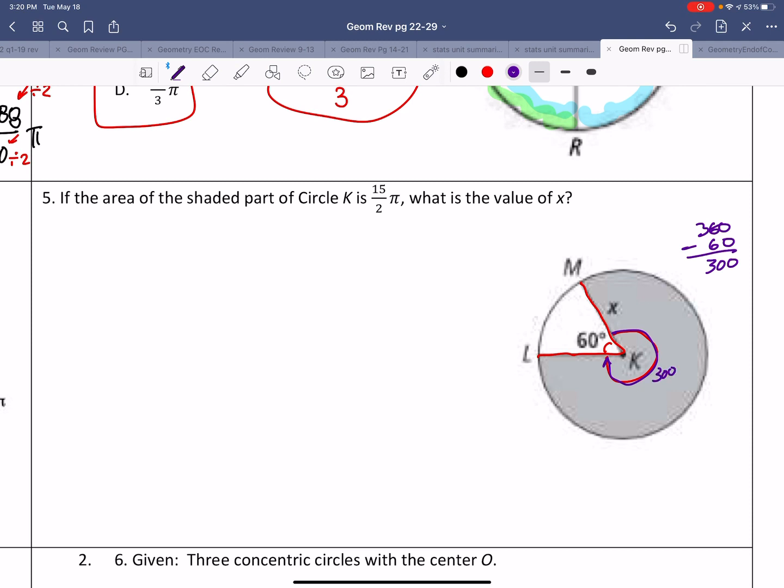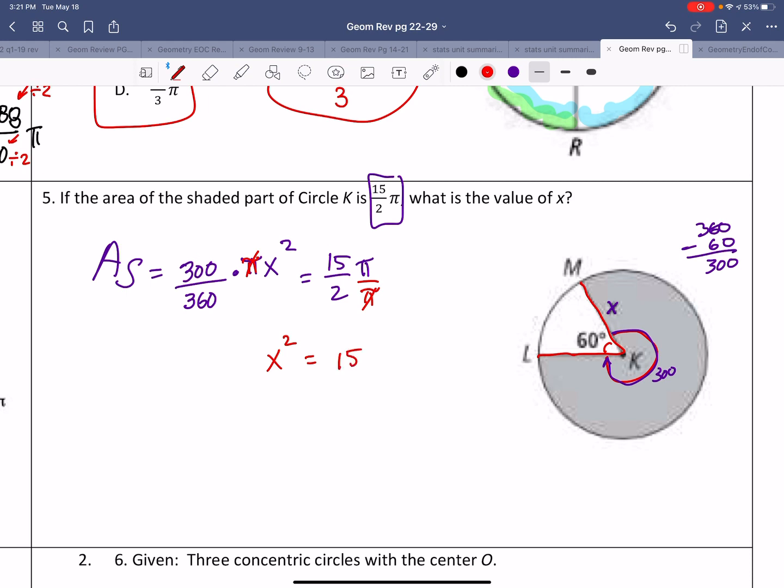Okay. So my arc length is the portion of the area I want. 300 divided by 360 times the area of the whole thing. That's pi radius squared. So here they want to call the radius x, so I'll put that. And we know the area of the sector. The area of the sector was given to us, 15 over 2 pi. Okay, so doing a lot of Lynch swapping, we're going to try to get x squared by itself on one side. So I'm going to move this pi down here.